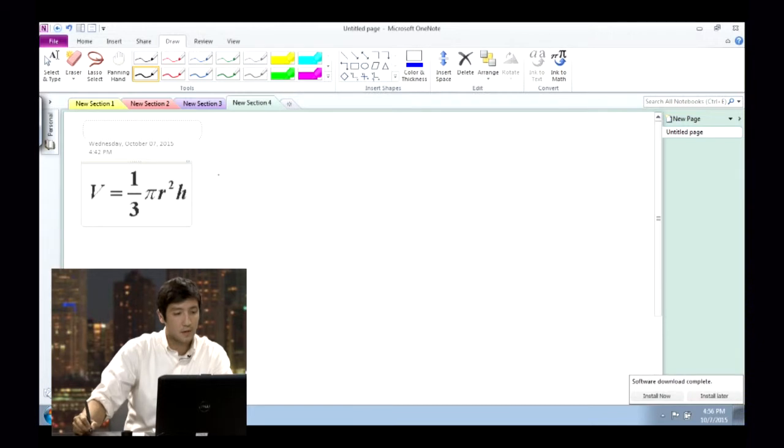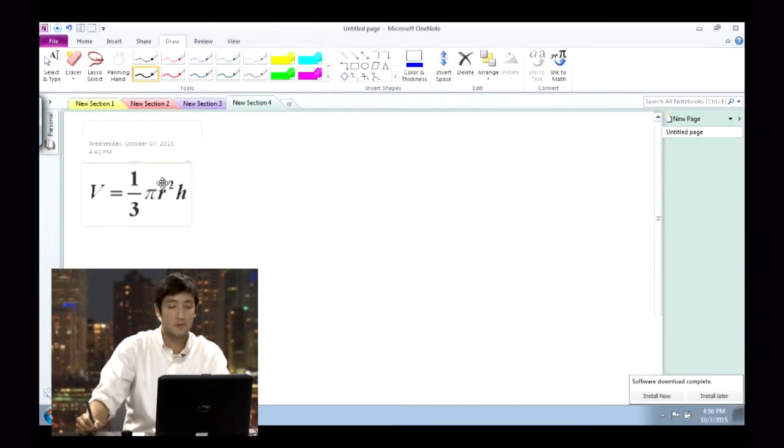So what we're going to do first is kind of talk about some of the pieces. V is obviously for volume. R is going to be for the radius, which is a piece of information that was given to us. And H is for the height of the pond.